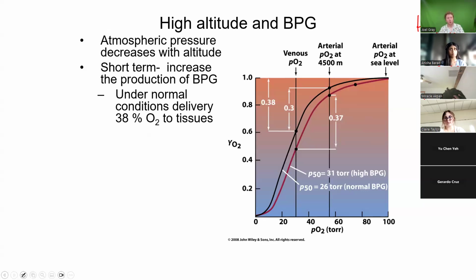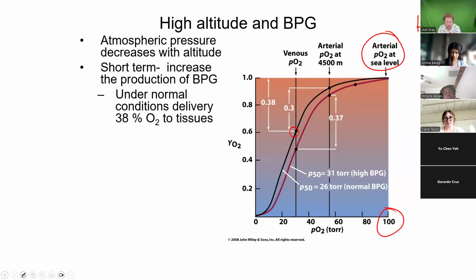Now, that's under your normal conditions. Okay, so effectively what that means, when you're at sea level, you get as close to 100% saturated as possible because the O2 concentration is high enough. At sea level, the O2 concentration in the atmosphere is about 100 torr, and that's good. What this is showing is that your venous hemoglobin right here is coming back with about 38% less oxygen than whenever it started. Does everyone follow that?